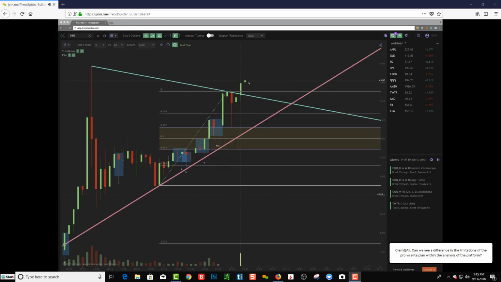This thing's breaking out right in front of us. There it is. Really cool to see.